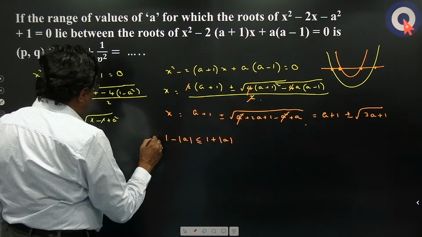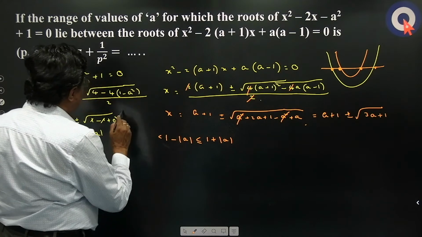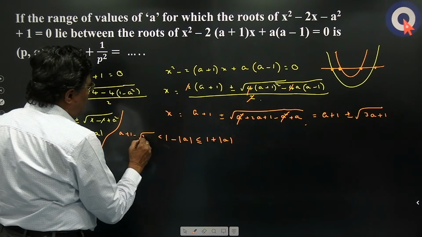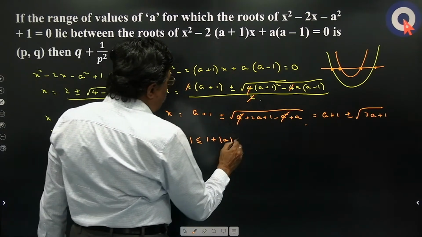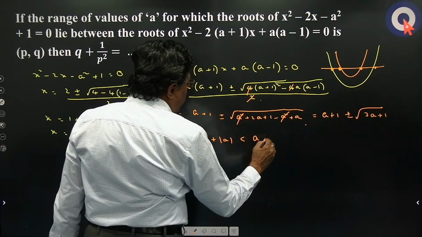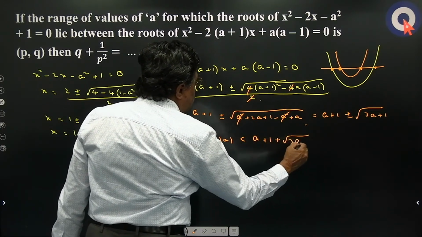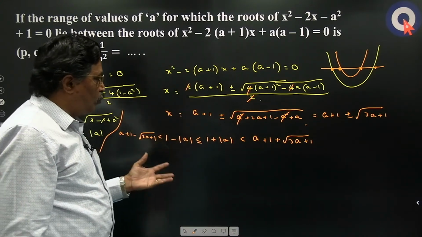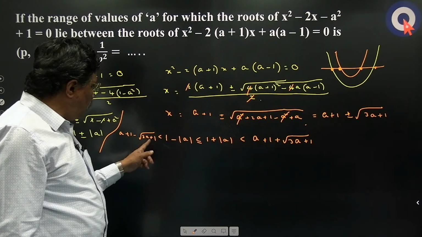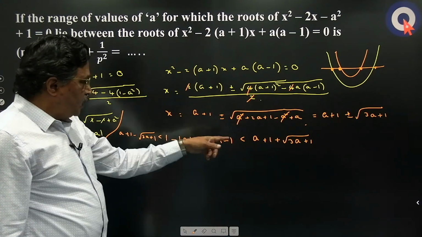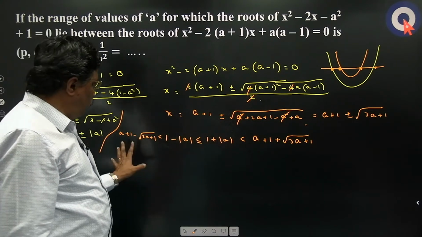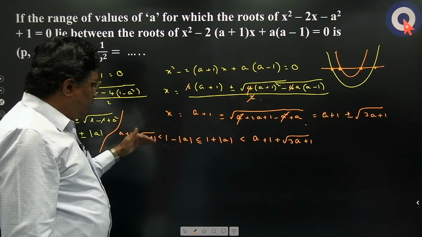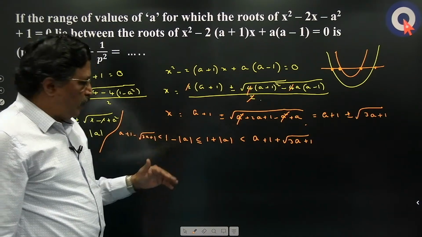Now, as far as the second equation is concerned, we can write a plus 1 minus root of 3a plus 1 here, and here we can write a plus 1 plus root of 3a plus 1. We can write like this, because a plus 1 plus root something is a non-negative quantity. So a plus 1 minus root of 3a plus 1 has to be less than a plus 1 plus root of 3a plus 1. So therefore we need to satisfy this inequality. So we need to find the values of a which can eventually satisfy this inequality.